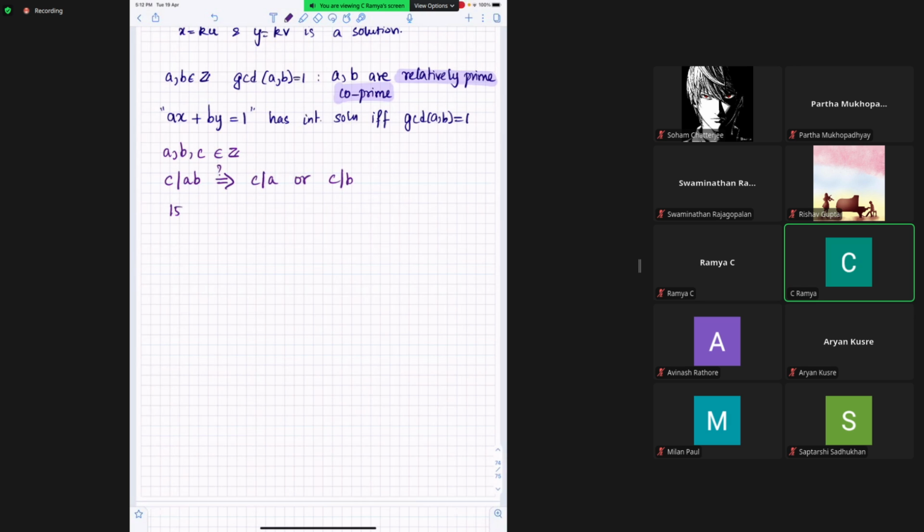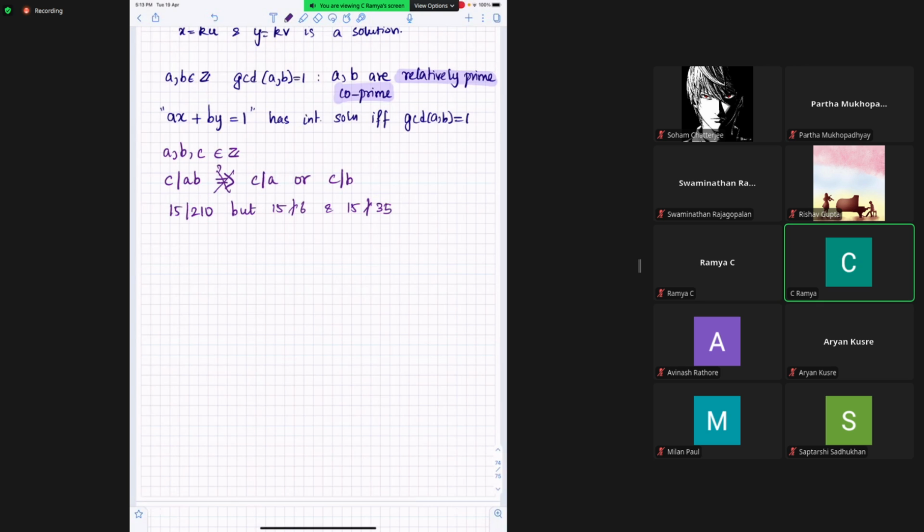We will see more about prime numbers today, but when we talk about prime numbers, we know that the only divisors are 1 and itself. So for any prime number P, if P divides AB, then P divides A or P divides B. But in general, this might not be true. For example, 15 divides 210, but 15 does not divide 6 and 15 does not divide 35. So this is a counterexample of the statement. So this implication is not true.